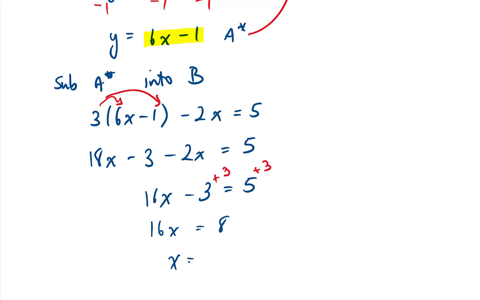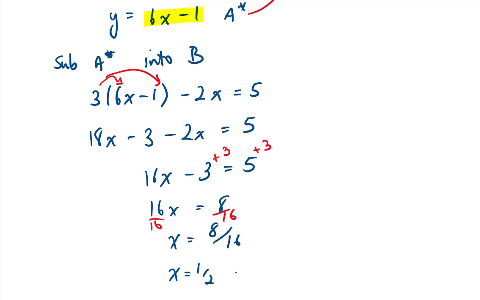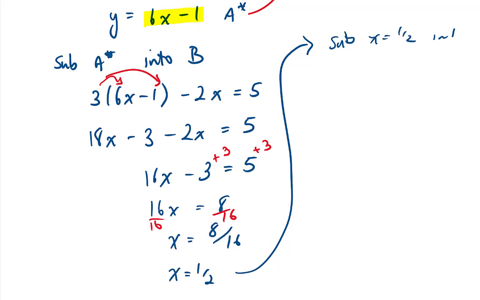Finally, I get x is equal to 8 over 16 when I divide both sides by 16. If you don't see that there, I divided both of the sides by 16. Finally, we can reduce this fraction, so we get x is equal to 1/2. Now we need the y value. So I'm going to take this x value and sub x equals 1/2 into, let's use A star again.